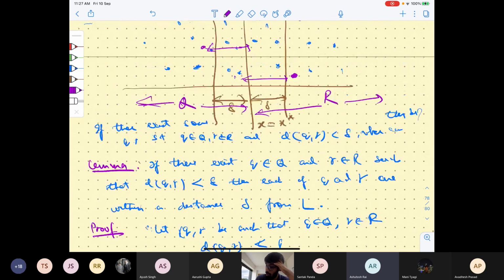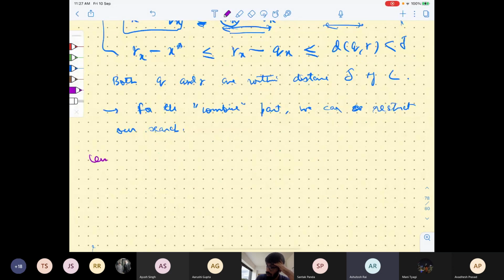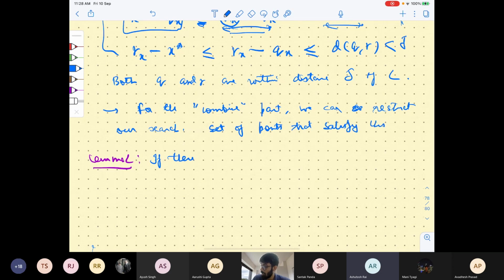In other words, let's call this lemma 1 and this lemma 2. And what does lemma 2 say? Let this set of points be S, which satisfies this criteria. So S is a subset of P that satisfies this criteria, right? Okay, good.